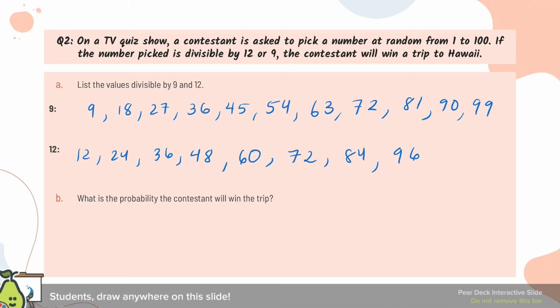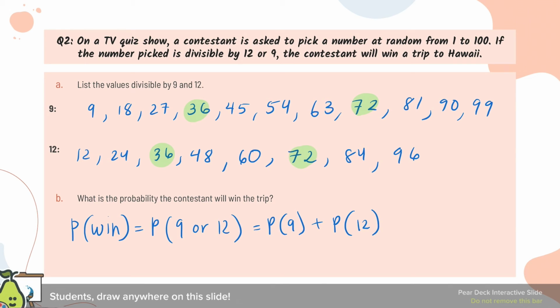So it says, what's the probability that the contestants will win? So the probability of winning is technically saying the probability of me picking something that's divisible by 9 or divisible by 12. So notice that in this probability, we do have something that crosses over. So the number 36 occurs in both lists, and the number 72 occurs in both lists. So I can't technically just add both of the probabilities of 9 and 12, but I have to make sure that I add both those probabilities and then subtract the overlap.